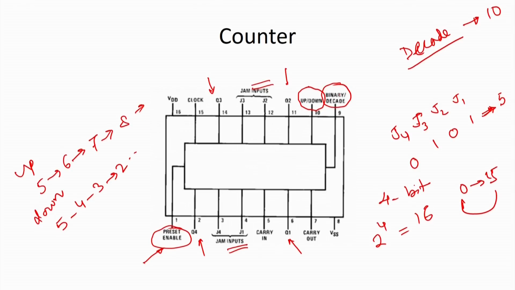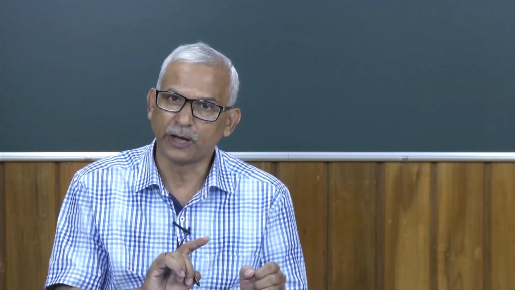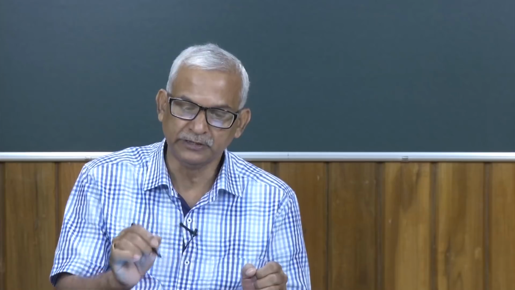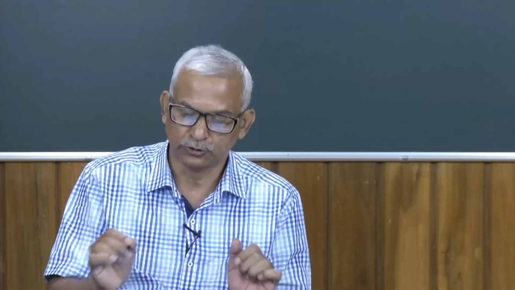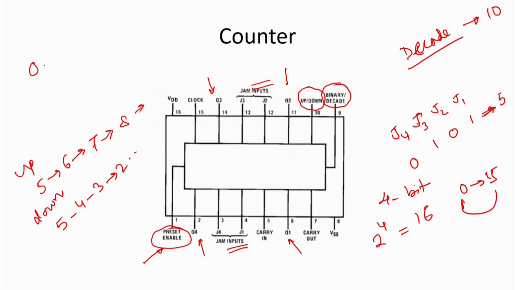But in case of a decade counter, what will happen? We are going to restrict the count to 10 only, 0 to 9. As soon as 10 comes, it will reset to 0. That means we can count the decimal numbers 0 to 9. So, it will count from 0, 1, 2, 3 like that. It will count up to 9.